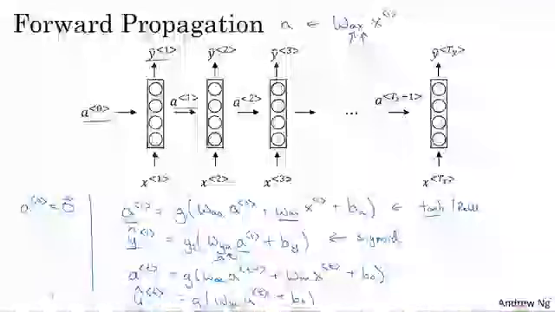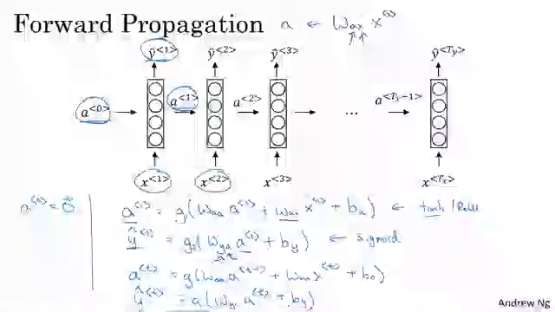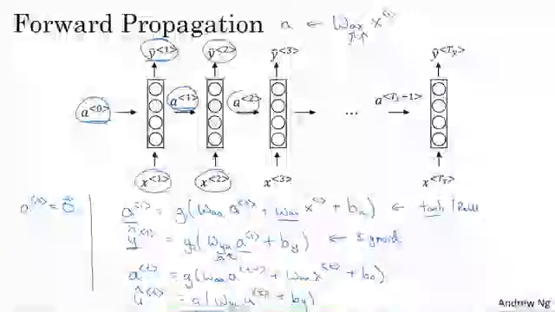So these equations define forward propagation in the neural network, where you would start off with A0 as a vector of all zeros, and then using A0 and X1, you would compute A1 and y hat 1, and then you take X2 and use X2 and A1 to compute A2 and y hat 2, and so on, and you carry out forward propagation going from the left to the right of this picture.